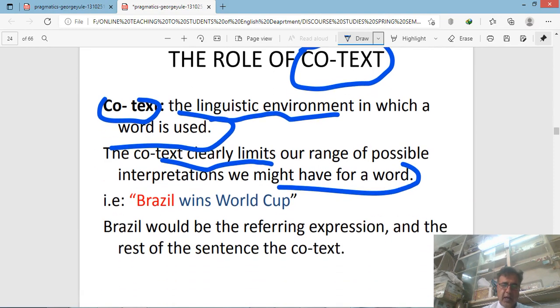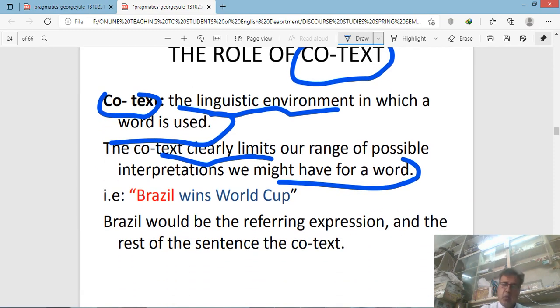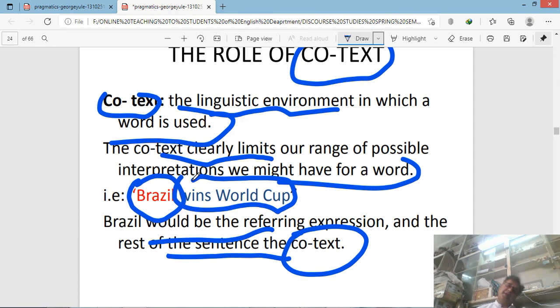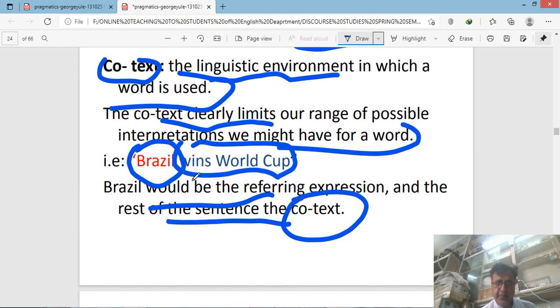Like, say, Brazil wins World Cup. Here it means that the team of Brazil wins the World Cup. So this linguistic co-text enables us to understand that it means the team of Brazil. Brazil would be the referring expression, and the rest of the sentence the co-text. It is only the linguistic environment which enables you to tell how this word is being used.